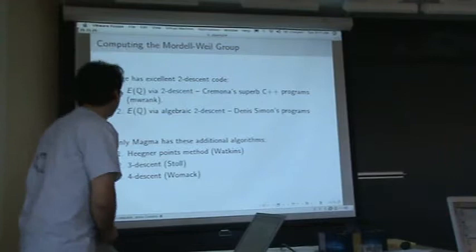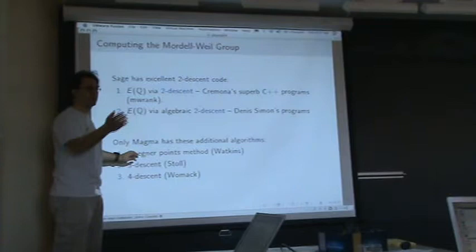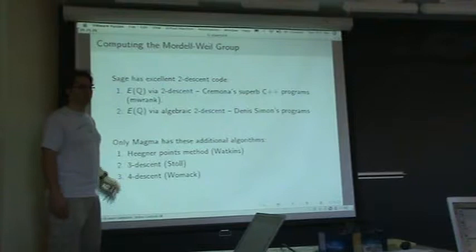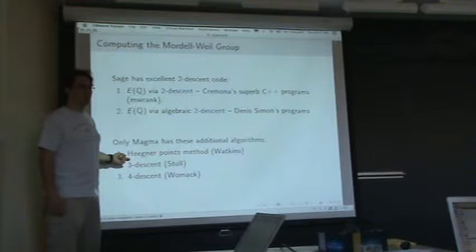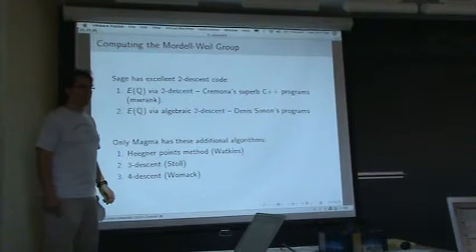So Magma has a very powerful optimized implementation of the Heegner points method that Mark completely wrote, or mostly wrote? Tom Womack took something of Cremona's, wrote it in Magma, and then I completely rewrote it in Magma. Okay, good. So Mark rewrote it, and it's pretty good, right? Is it the best implementation there is? Cremona thinks it is. Cremona has his own version of the Heegner points method that's maybe 10 times slower.